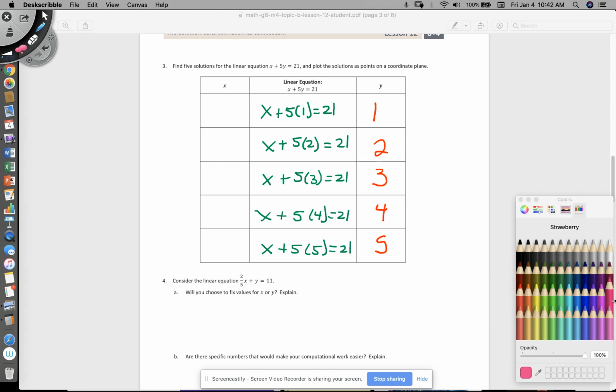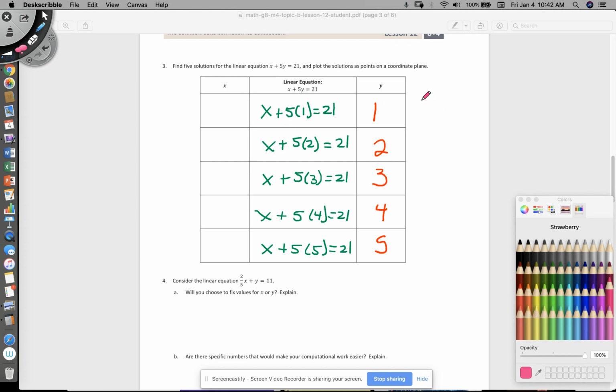Now, the other reason I decided to do the y's this time instead of the x is if you notice the x is by itself. So this would actually give me a multiple step problem to solve. And so sometimes it's a little easier to solve for the x than it is to solve for the y because my x is already by itself. And I eventually want my number here to be by itself. Okay, so it just makes it a little bit easier, maybe one less step.